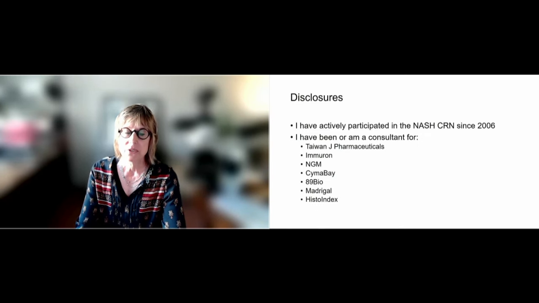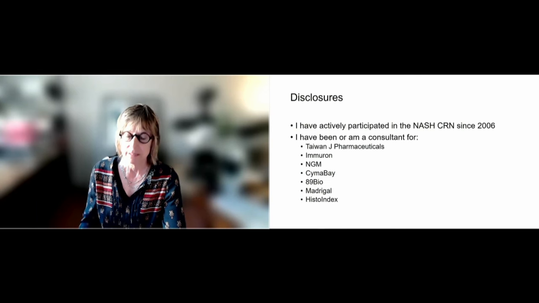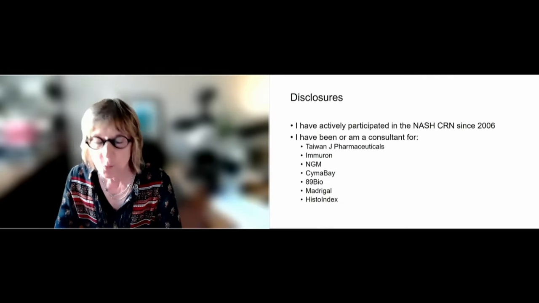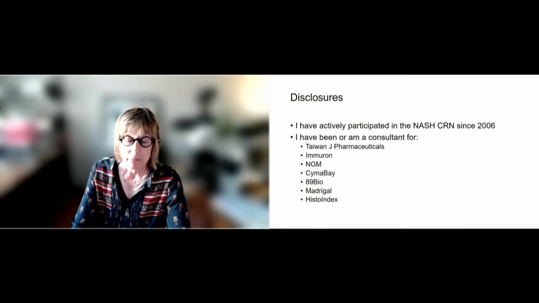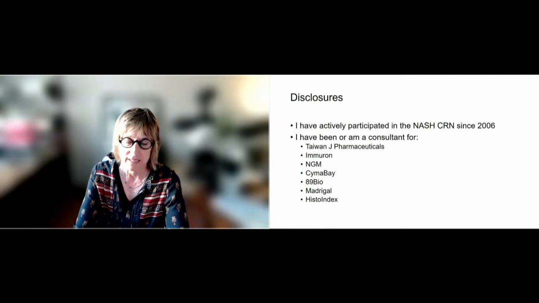My disclosures: I have worked actively in the NASH clinical trial space for quite a long time, not as long as Zach, but mainly in the NASH CRN. I am also a consultant for the various biopharmaceutical entities listed here.